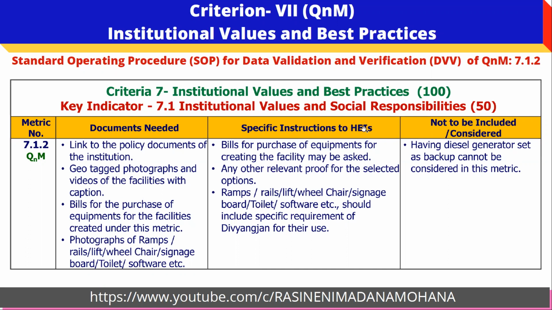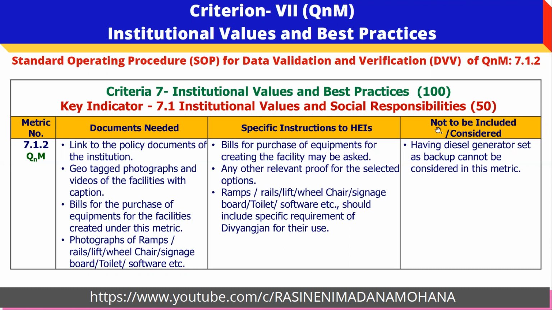Then what are the specific instructions to be followed by the institution? Bills for purchase of equipment for creating the facility may be asked during DVV. So here also they ask for bills. They may randomly ask for some selected purchase bills. Any other relevant proofs for the selected option. Then ramps or rails, lift, wheelchair, signboards, toilet, software, etc. should include specific requirements of Divyangjan for their use.